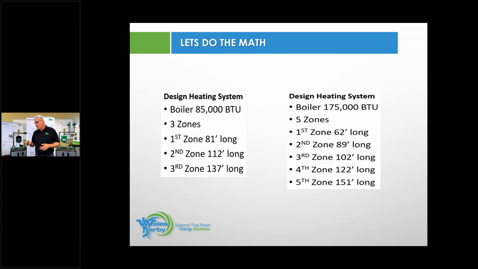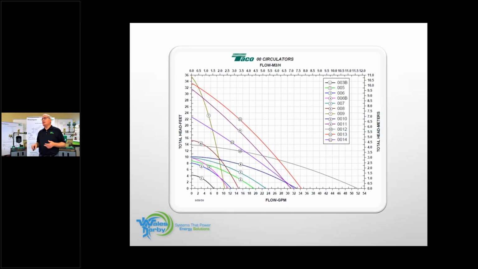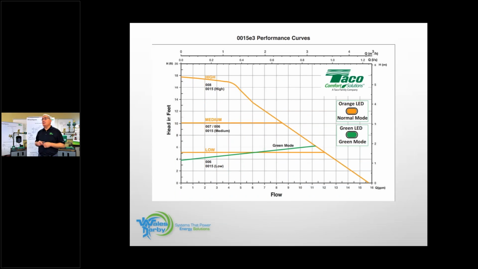So I could look at my 00 chart and go through all of that, 3.5 GPM and those different head losses. I could do it that way and pick different size circulators. I could also go to that 0015E3. And if I go to the first one, we're 3.5 at 7.2. I'm sorry, 3.5 at 3.7. That'll get me on the low side.